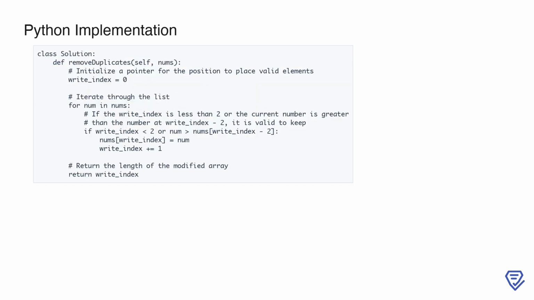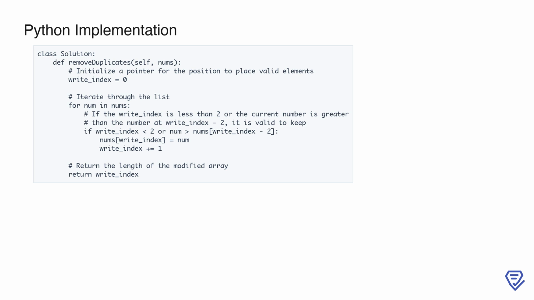The solution focuses on modifying the input array nums in place to enforce the constraint that each unique element appears at most twice. Here's a detailed breakdown of the implementation. 1. Initialization. A pointer right_index is initialized to 0. This pointer determines the position in the array where the next valid element will be written. 2. Iterating through the array. The code iterates through each element number in the array nums.